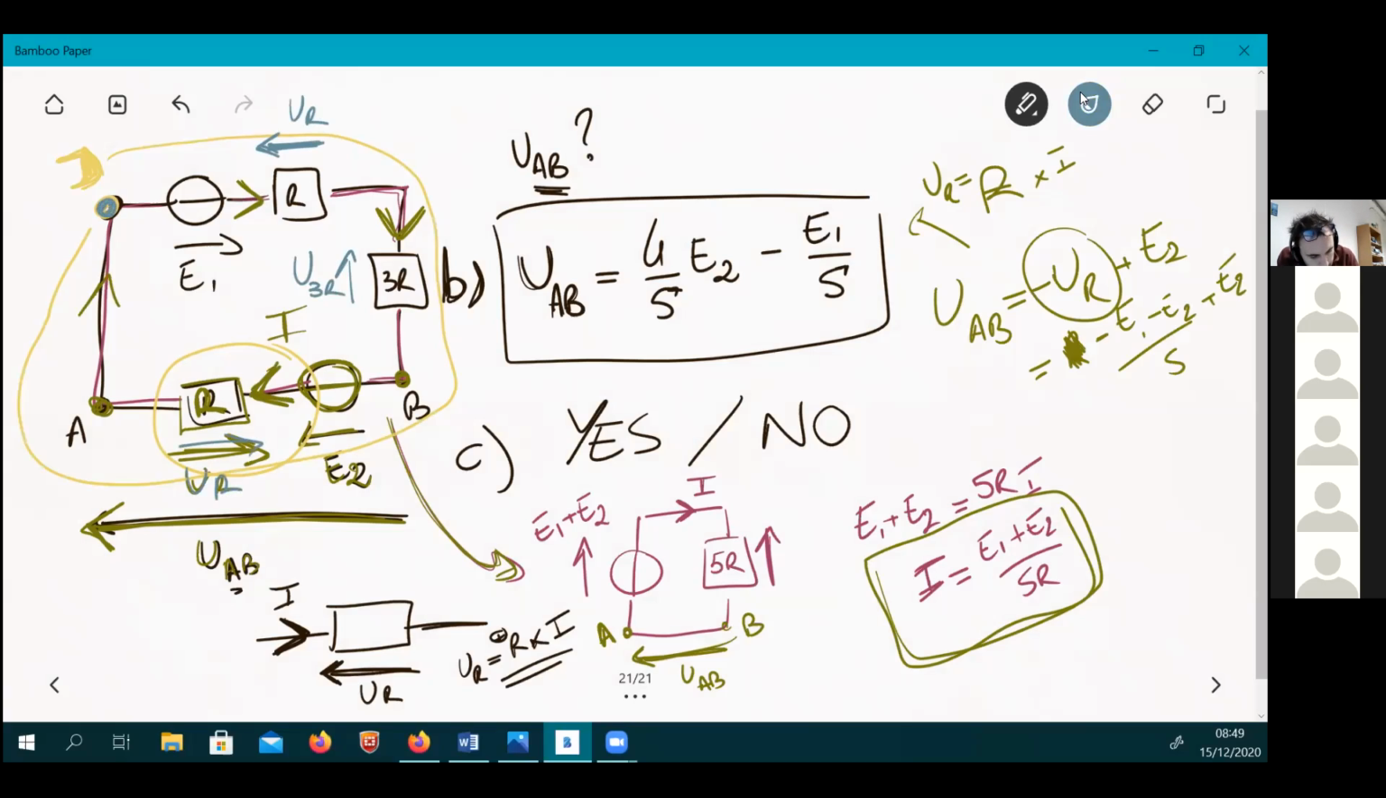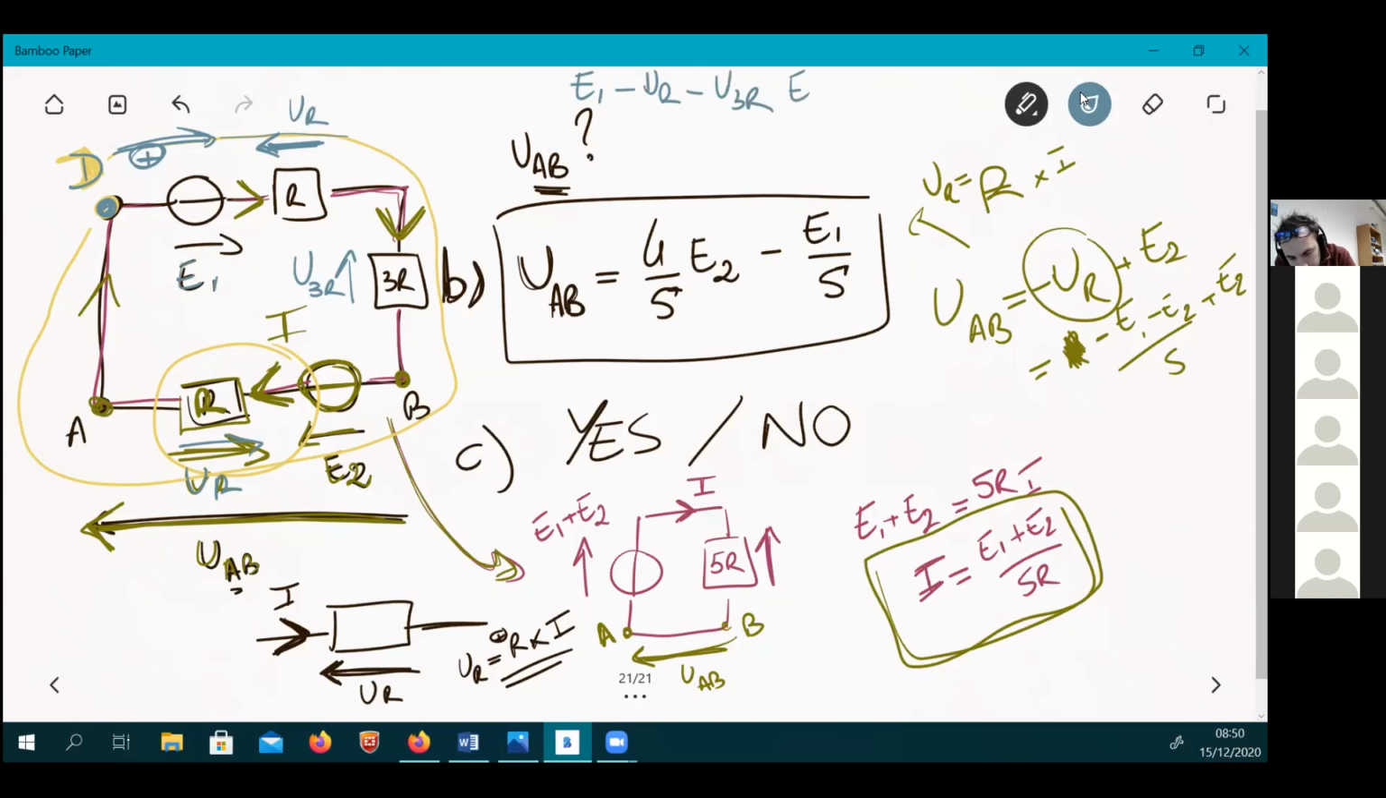Then you start from here, D, and you go in this direction, saying, okay, I'm gonna flow in this direction and say everything I encounter in this direction is considered as positive. So first you face E1, same direction, so it's plus. Then you face UR, opposite direction, minus UR. Then you face U3R in the opposite direction, so it's a minus.